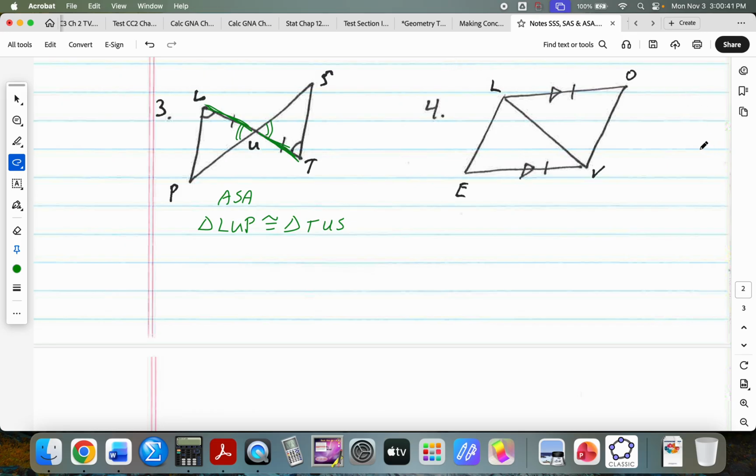EVL and OLV. Because we have these parallel lines, those alternate interior angles are congruent. So now I have 2 pairs of things that are congruent. That's still not enough. What else do we know? I'll give you a hint, look back at the first one.